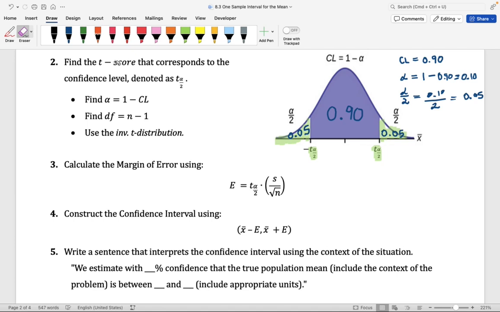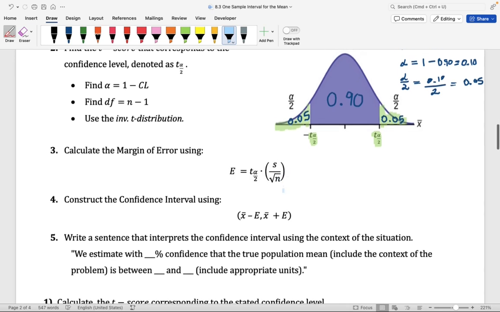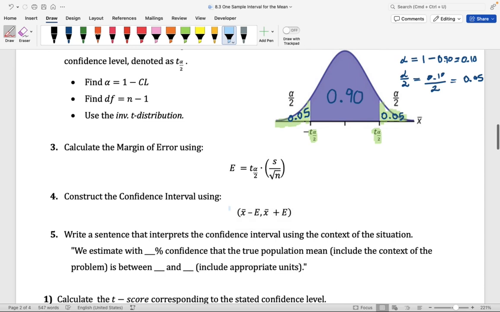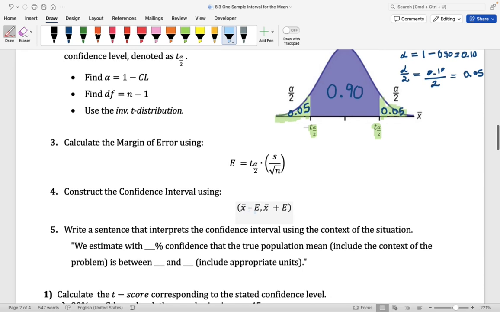This is the hardest part of constructing a confidence interval, finding the t-value, finding the t-score. Once you have that t-score, then you're ready to find the margin of error. The margin of error is going to be equal to the t-score that you just found in step 2, the t-score corresponding to alpha divided by 2. You're going to multiply it by s divided by the square root of n. s is going to be given to you, and n is going to be given to you. Once you have that value, then you have the error. How do we construct a confidence interval? We just take x bar minus the error, comma, x bar plus the error.